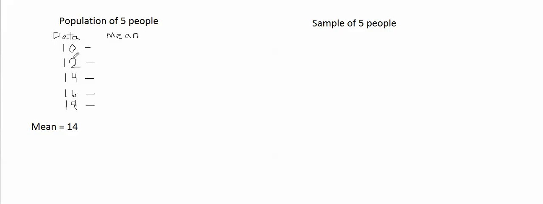Now I'm going to calculate the standard deviation of their 5 ages. So I found out that the mean age is 14. So I need to subtract all 5 values by 14. That's the first step. When I subtract each value by the mean, I get deviations.